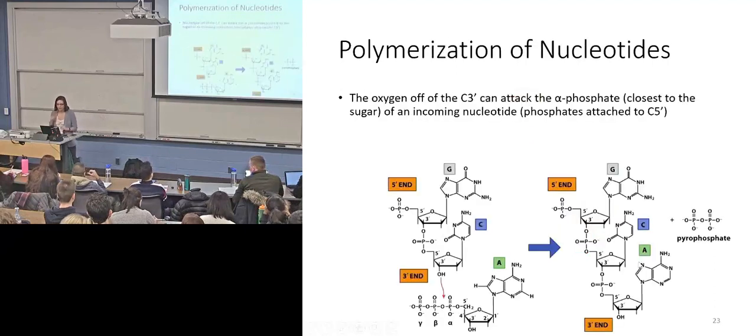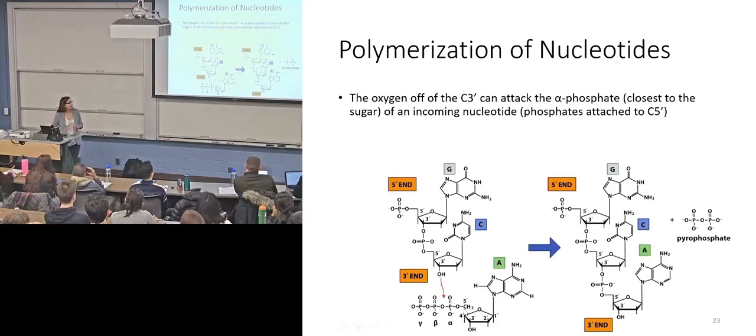Okay. So the oxygen that's hanging off of C3 will attack the alpha phosphate, okay, on an incoming nucleotide, right, at the C5. The phosphates are attached at C5. Okay. So when this OH comes in and breaks this bond apart, the pyrophosphate, the 2 phosphate ion, pops off, and the linkage then forms here. And you also get water.